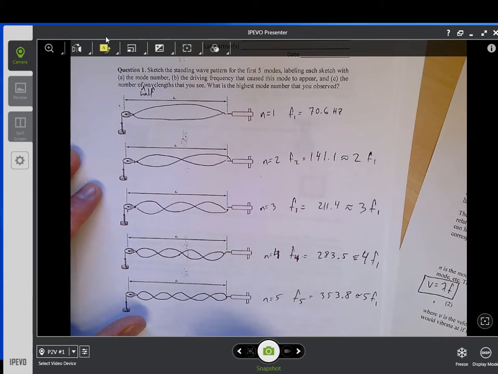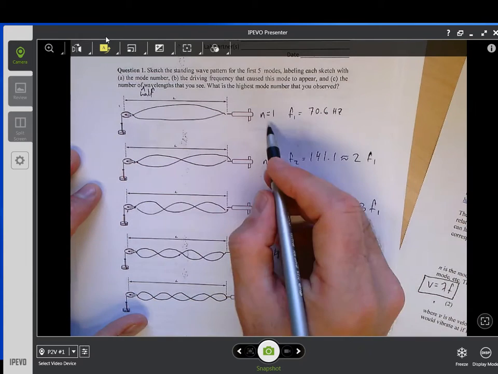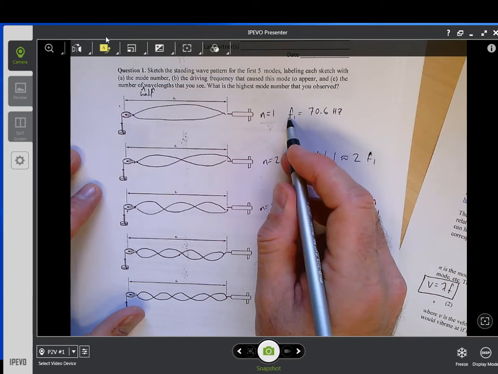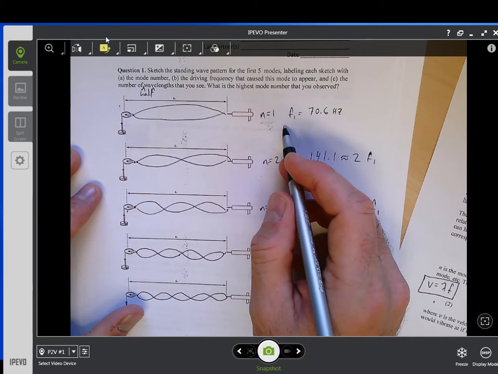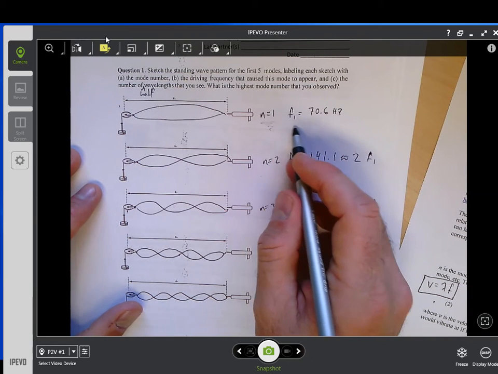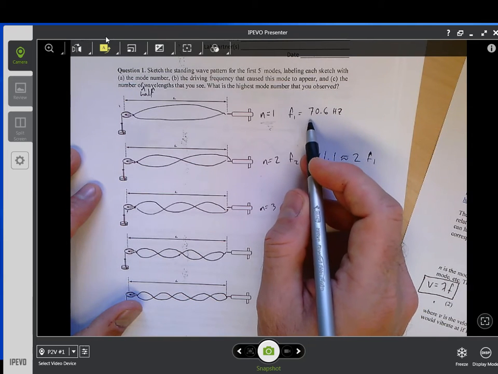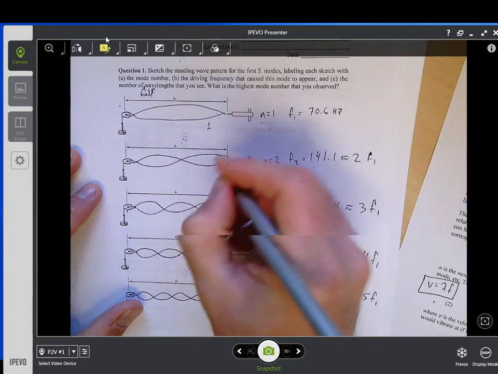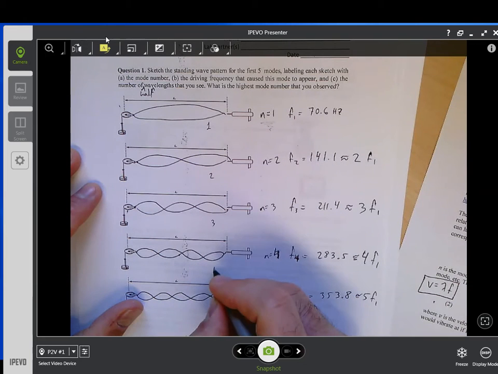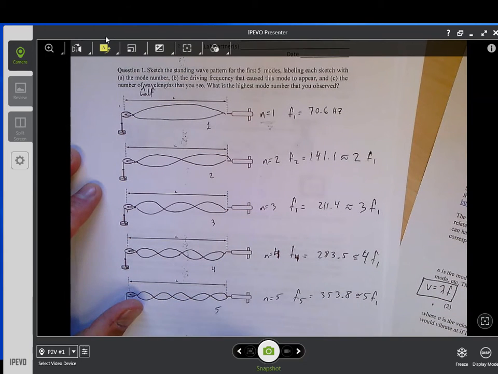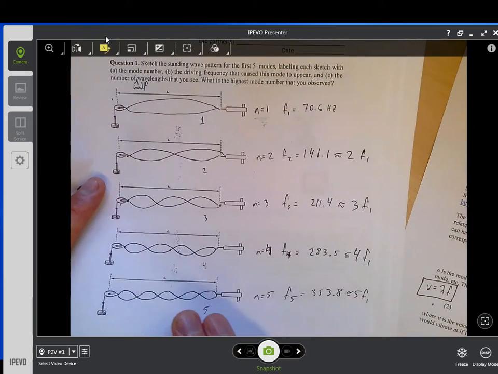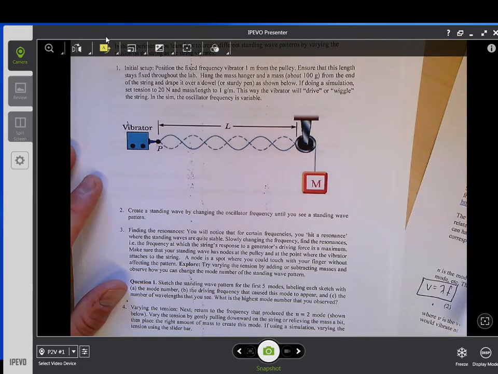So anyway, those are the mode numbers, where n equals 1. We don't write f1 because this would be the frequency associated with mode number 1. The driving frequency here is shown, and the number of half wavelengths that we see here is 1, 2, 3, 4, 5 half wavelengths. So it's actually the mode number is the same as the number of half wavelengths. Good. All right, so now we'll move on to the next questions here.